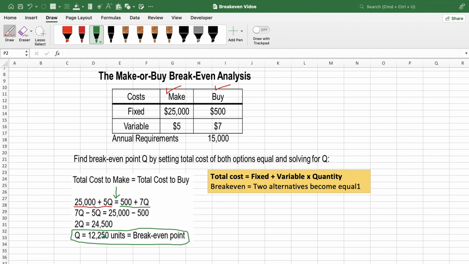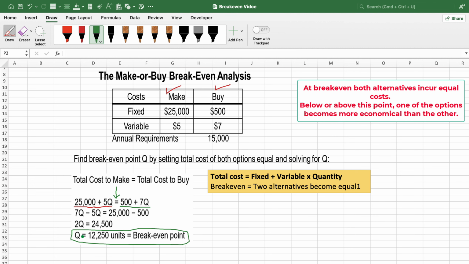When the demand is 12,250 units, then it doesn't make any difference whether you go for the buy option or the make option. Both will incur equal cost. However, if annual demand is different, then for example, if it is less, then one of these two options will be better. And similarly, if annual demand exceeds this quantity, then again one of these two options will be good.